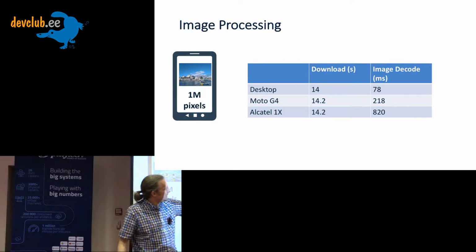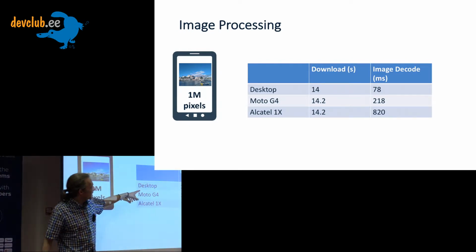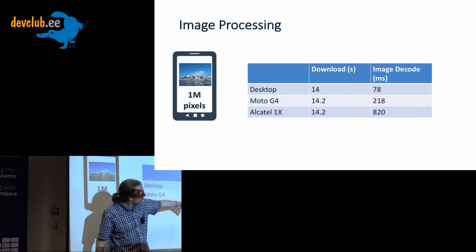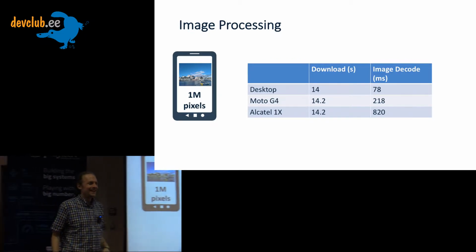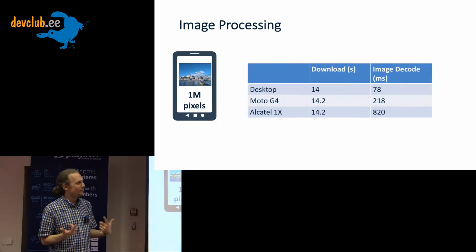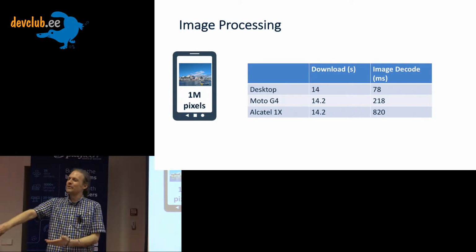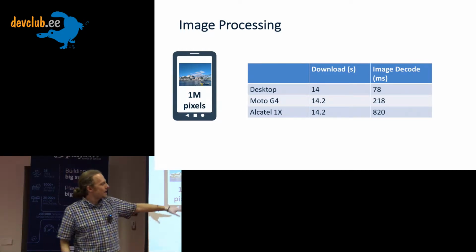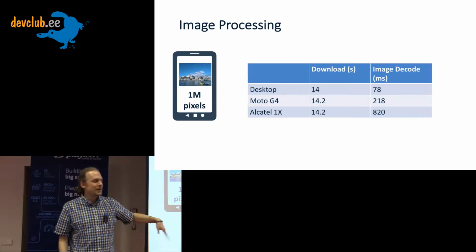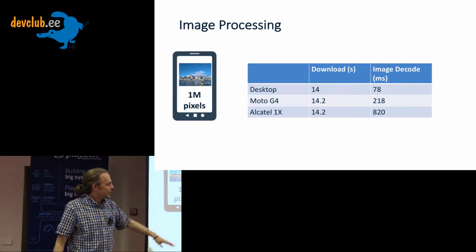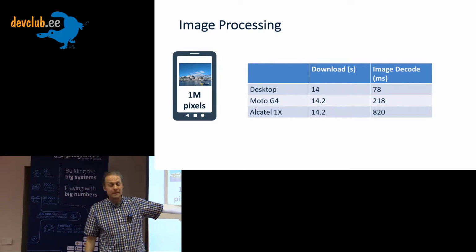So downloading this image takes about the same on the desktop, the Motorola G4, and the Alcatel One X. But look how much longer the image decode takes. Because it's got such a crappy processor, it takes almost a second to throw away those 12 million pixels before it can show up on the screen. So not only do you have to wait all this time to download it, but then you have to wait for the CPU to slowly chug through all the pixels and figure out which ones end up on the screen. On really low-powered devices, this is a big issue.